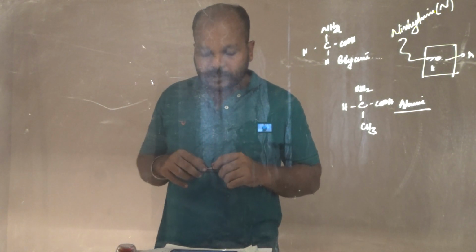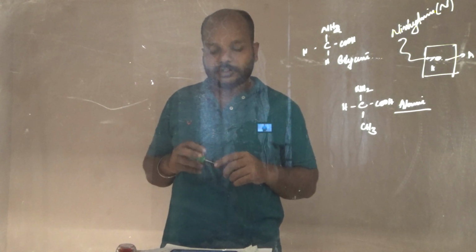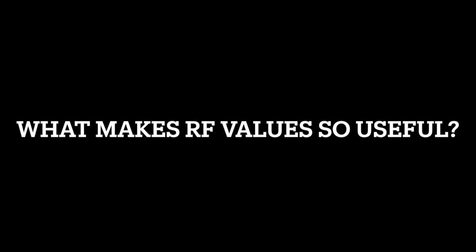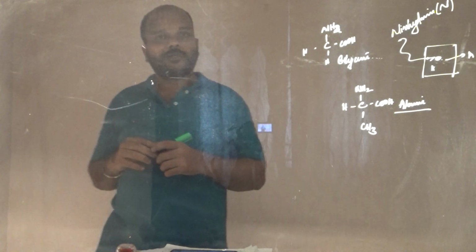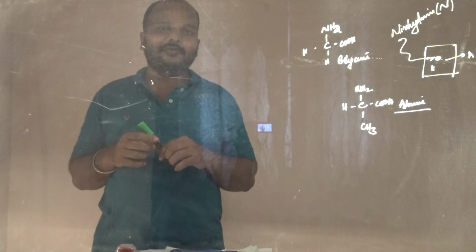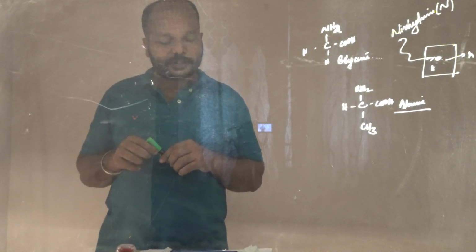And next question, third question: what makes RF values so useful? Of course, the RF value is constant for an amino acid. So just by measuring the RF value, we will be able to tell what amino acid it is.